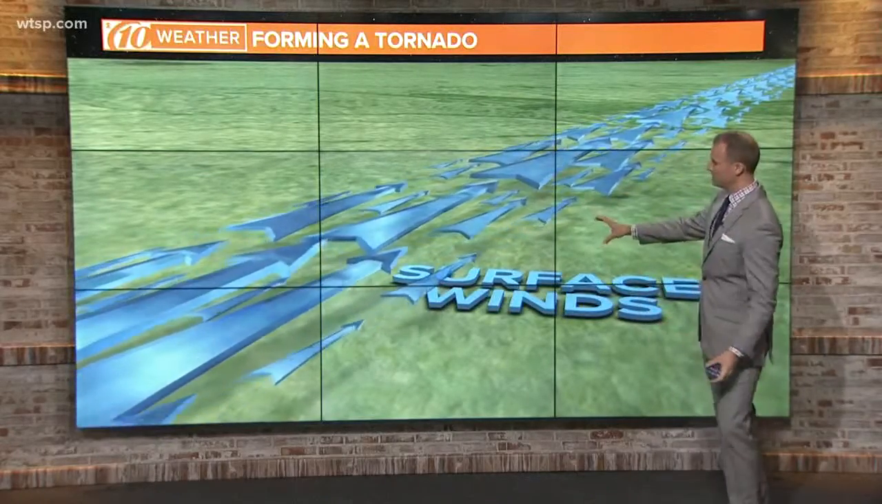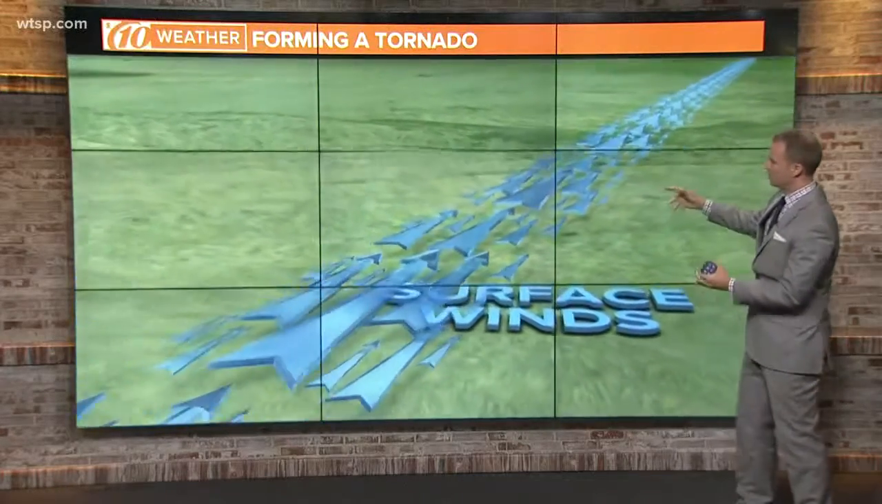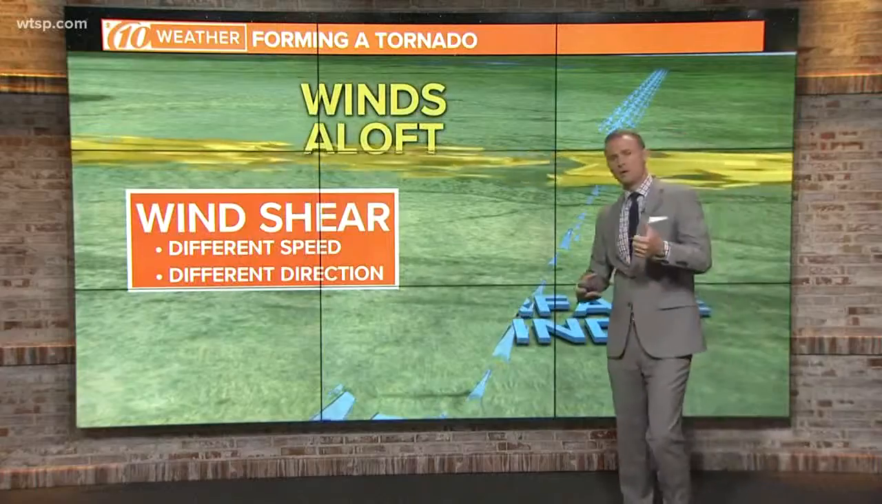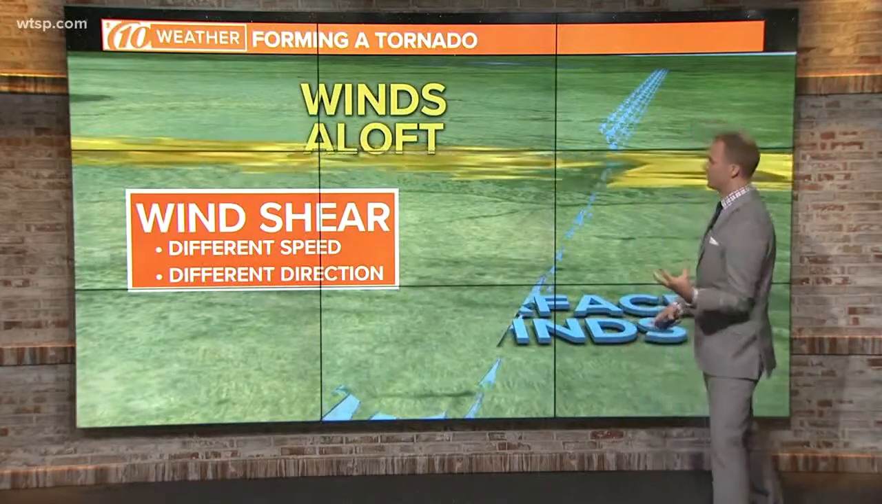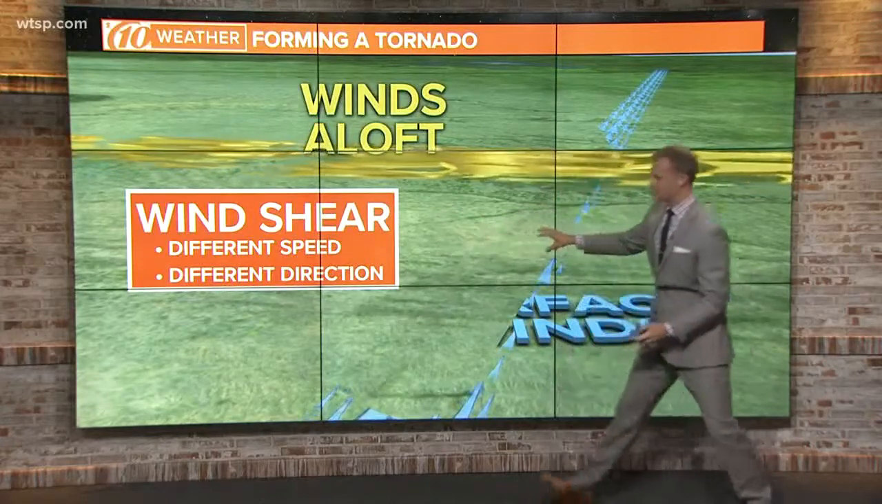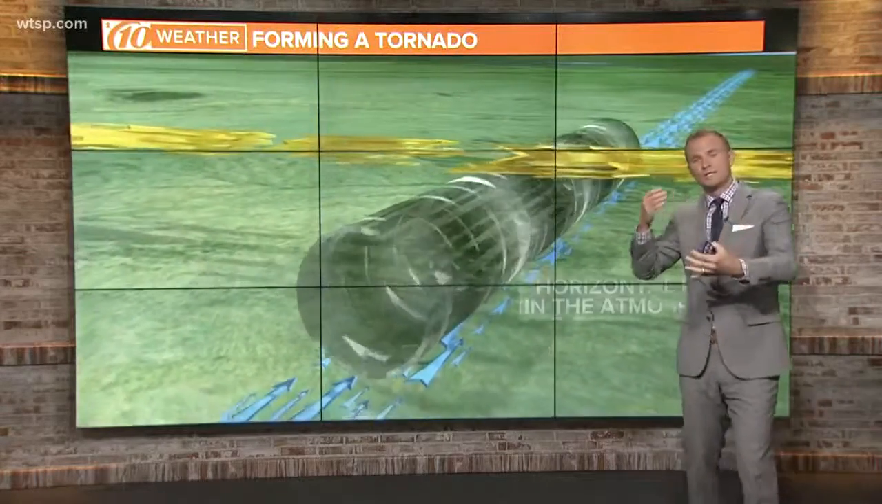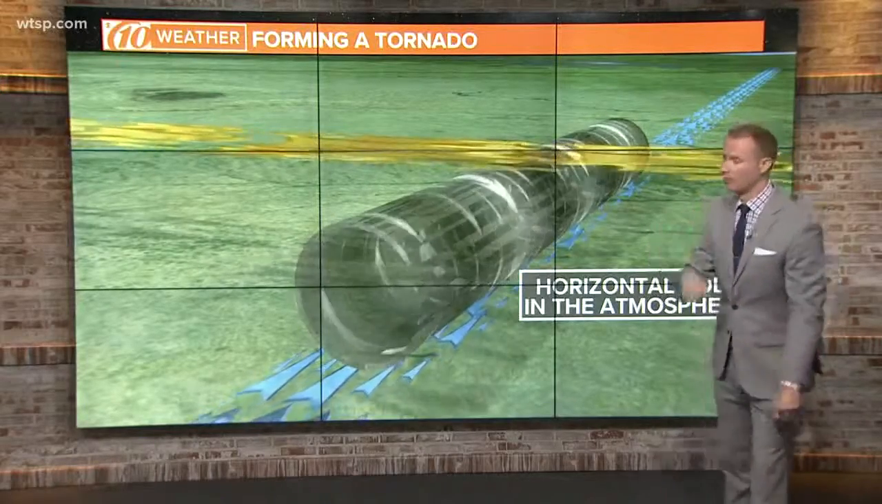And one of the things that we look at are the surface winds. If you have winds coming in one direction, but the winds aloft are either moving in a different direction or are moving at a faster speed, then that's wind shear. And wind shear is one of the ingredients that you need in order to form a tornado. So winds moving at a different speed or in a different direction give us the initial conditions to potentially form a tornado.